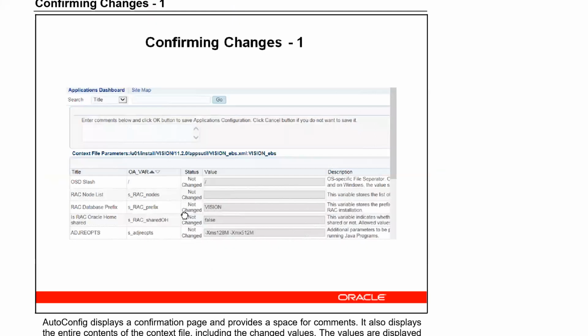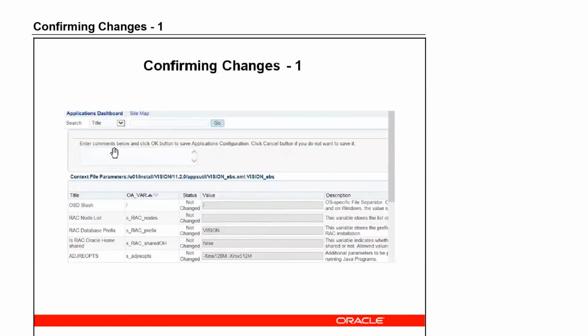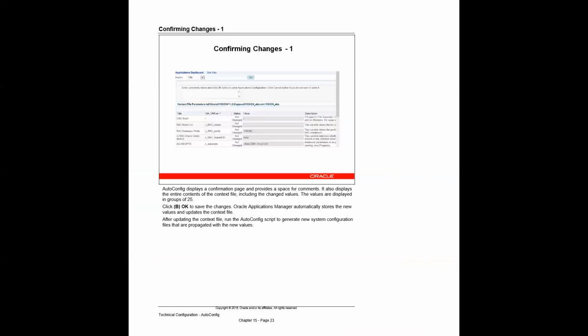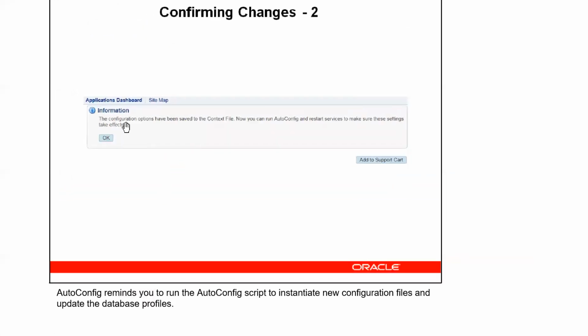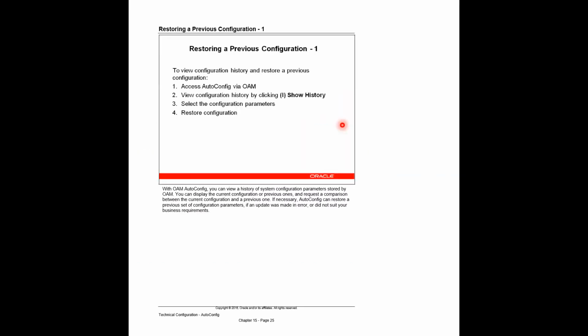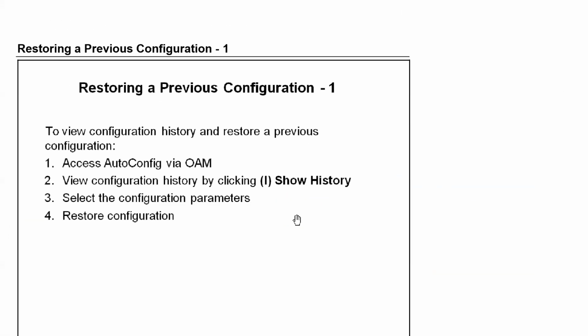So after the change, it will ask you whether you want to save or not, and after saving, it will tell you please run autoconfig also. It will confirm the changes, and now it tells you that you have to run autoconfig. So you have to make the changes from OEM and then run autoconfig. So you can also restore.